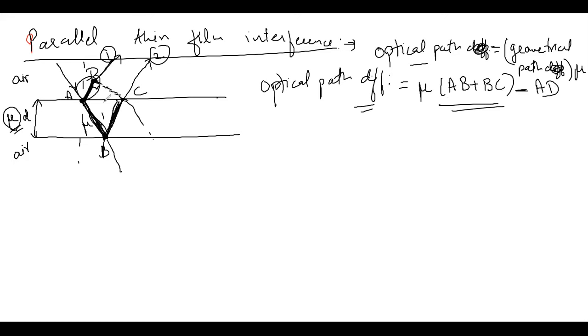Those of you who are curious, can you prove that this is equal to 2 mu d cosine of r, where r is the angle of refraction and d is the thickness of this film? It's basic trigonometry. Using simple trigonometry you can prove that this optical path difference is equal to 2 mu d cos r. Try it once by yourself. Nonetheless, in the next class we'll do the derivation for this.